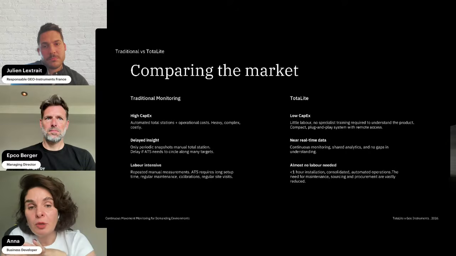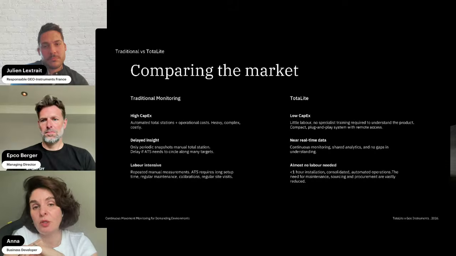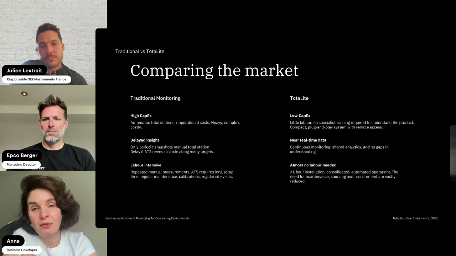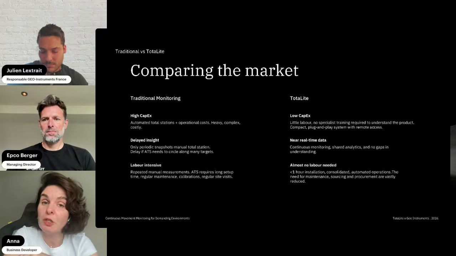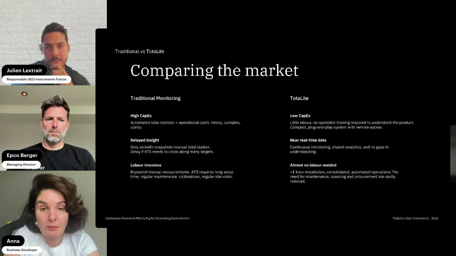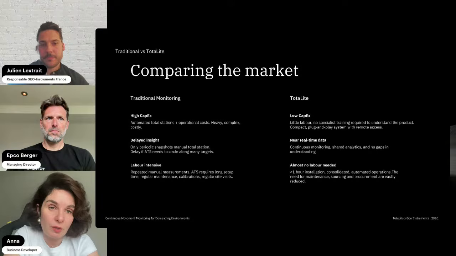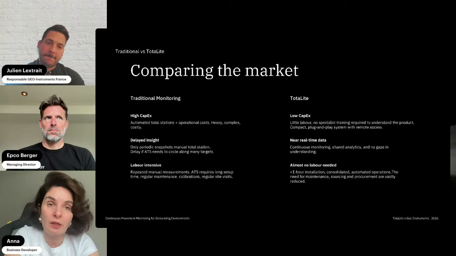So from the standpoint of CapEx, let's compare TotaLite to total stations. Total stations are super expensive, but it's not enough just to buy a total station. You need to provide service and there are a lot of operational costs, mostly labor costs, that are required to work with the system. TotaLite requires really little labor, and no specific training is required to work with the system. So even a junior surveyor can take TotaLite, go to the field and just install it.